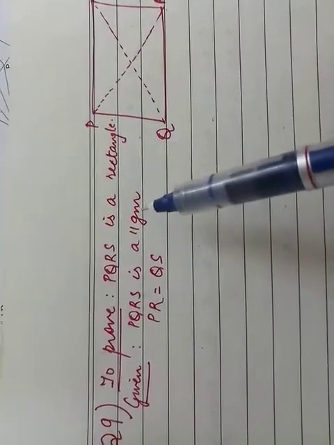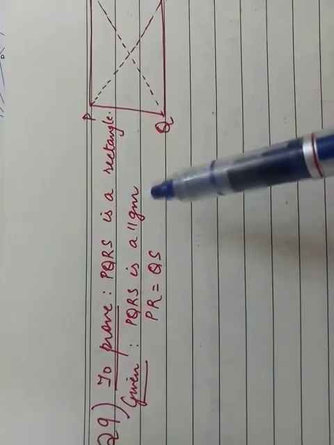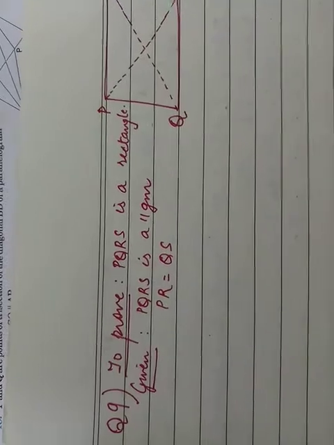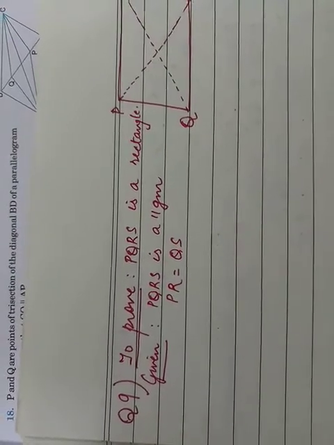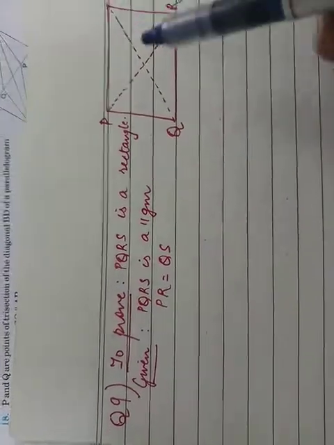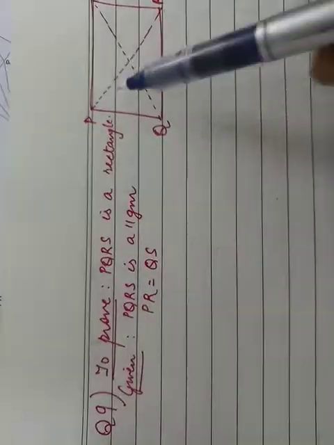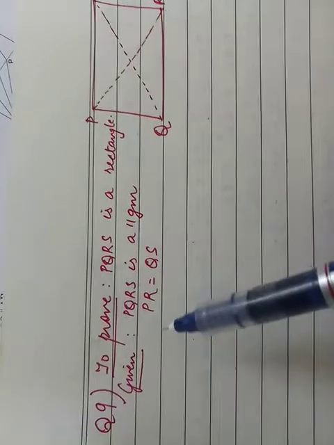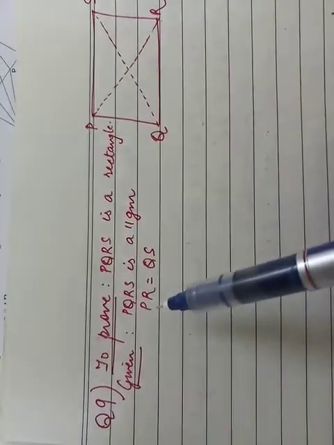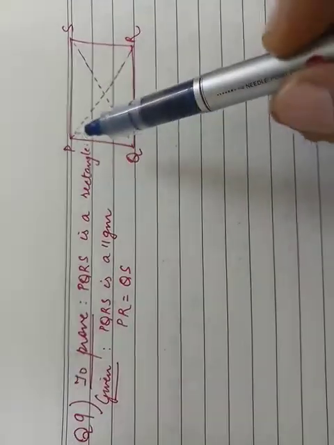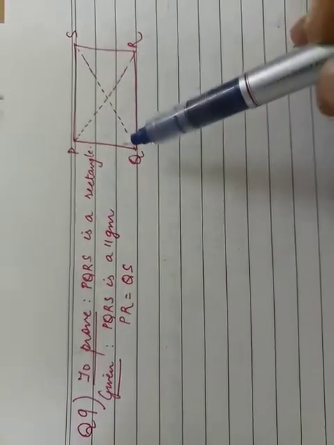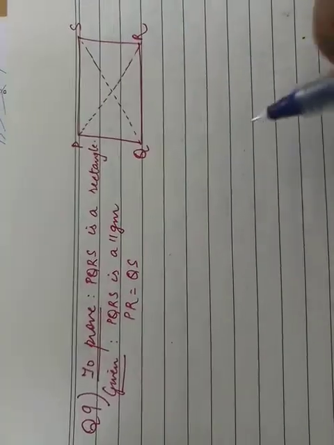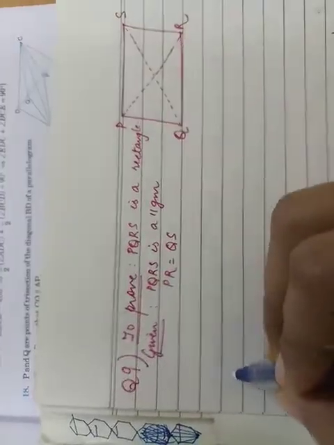The difference between a rectangle and a parallelogram is that each angle of a rectangle measures 90 degrees, and it possesses all the properties of a parallelogram. So actually we have to prove that each angle of PQRS is 90 degrees. What else is given? The diagonals are equal, so PR and QS are the two diagonals which are equal in length. Now we talk about the proof of it.